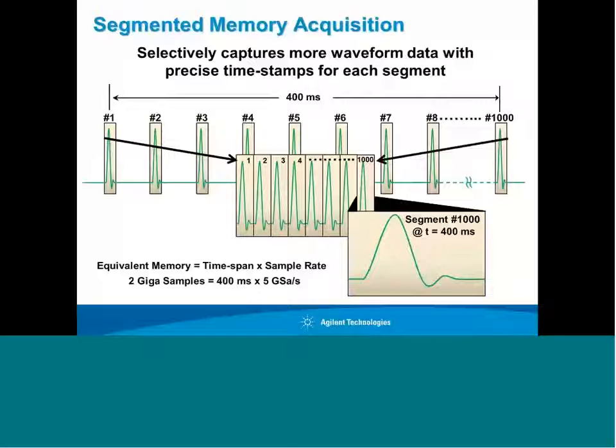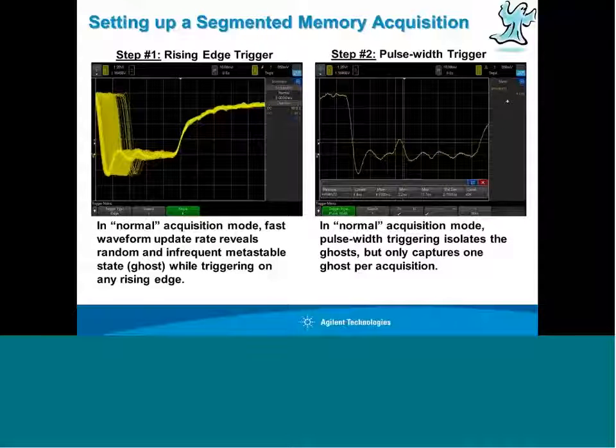Now, there are no scopes on the market today that have 2 gigabytes of memory, and if there were, it would be very expensive. The deepest memory available today on any oscilloscope, and it's actually available from Agilent, is 1 gigabyte. So here we show a real example.